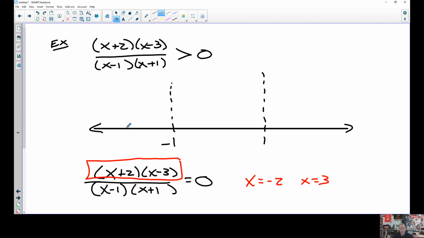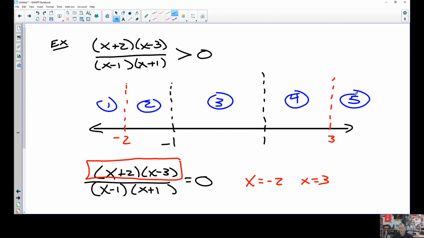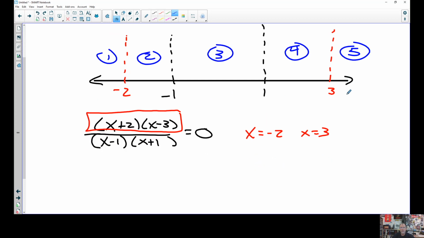So I'm going to add those in here. I'm going to have -2. And again, I look up here, that's going to be a dotted line because it's strictly greater than. And then I'm going to go to 3, and we're going to have another dotted line. So fun, fun, fun. We have 1, 2, 3, 4, 5 different regions to investigate.